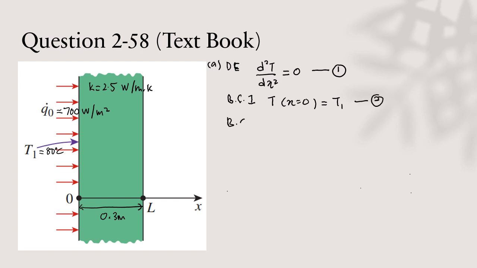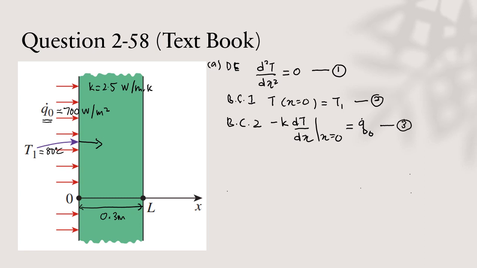For boundary condition number 2, we look at that surface as well, where that surface has conduction inside the wall and also constant heat flux. So the conduction part is minus k dT over dx at x equal to 0, equal to the constant heat flux. We mark this equation as equation number 3.